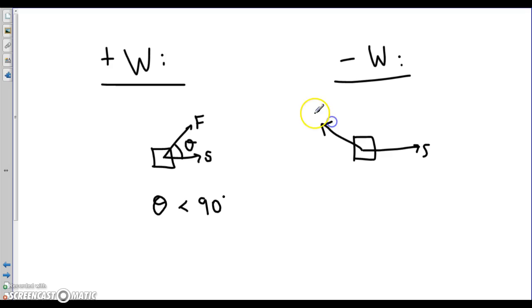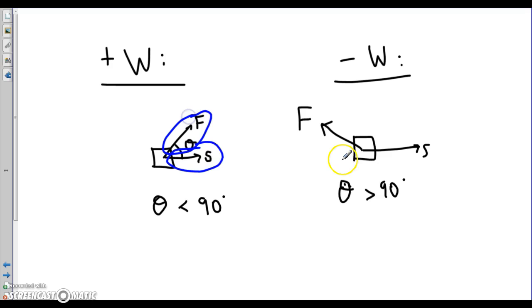And here's our example. That's negative work, when theta is bigger. The work is positive whenever the force is in the same kind of direction as s. We're going to look at that in more detail. And the work is negative whenever the force is against the direction of s. That's how you can think about it.